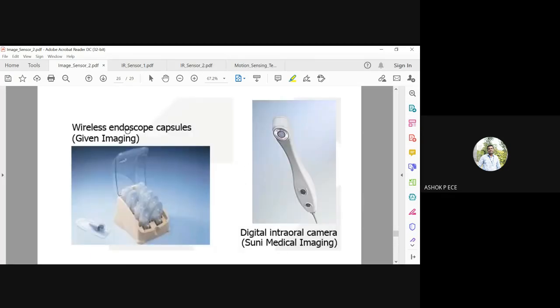And you have endoscopy capsules, which can go inside and give a clear picture in case of any abnormalities inside any of the organs. These can scan the area and give you clear pictures. And now you have cameras. You can insert catheters inside your body, and you can have a clear picture of what is happening inside your body. So medical technology has used this image sensing to a larger extent.